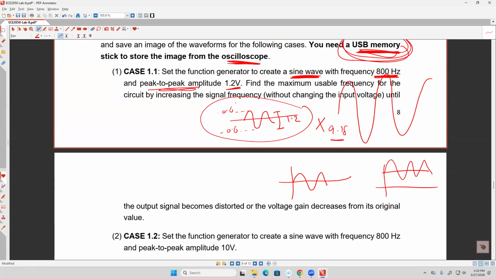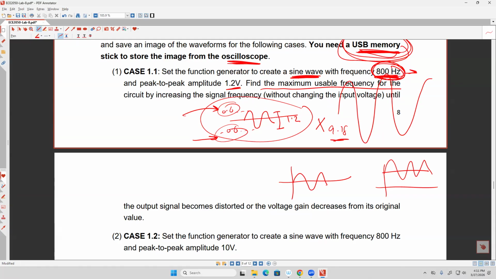So I want to see here this voltage should be multiplied by this value. Okay, so that we did amplification. The second part here, look here, find the maximum useful frequency for the circuit by increasing the signal frequency. So I'm telling you here, don't change the voltage, keep the voltage the same, but gradually you have to increase this frequency.